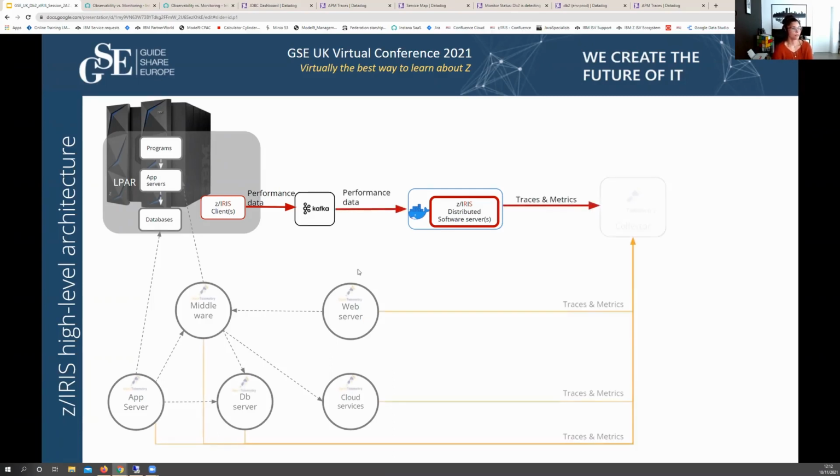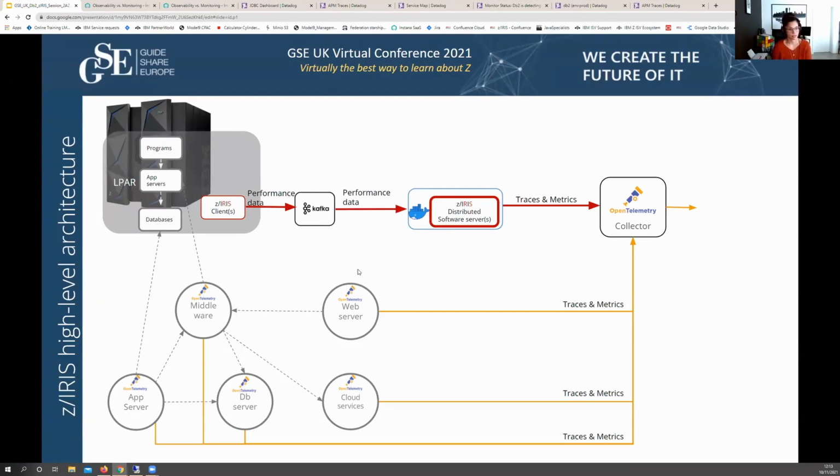That data is then consumed by our zIRIS servers. There are nodes that consume data in real time. They're distributed and scalable, so you don't need just one. You can have multiple to adjust to the amount of performance data generated from the mainframe. And that server does a whole lot of cool things, including creating traces from mainframe SMF records and metrics. And those traces can be in various formats, including OpenTelemetry, which, as you can see from the graph here, is used to monitor other applications within the environment.